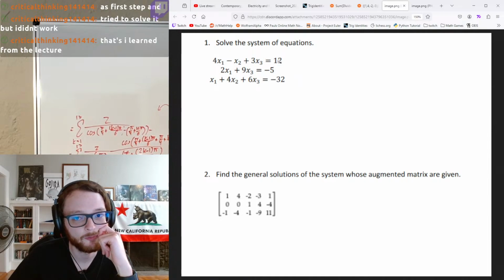You should be able to get some solution from this. It must have just been a calculation error at some point, because that's more or less what I would do too.